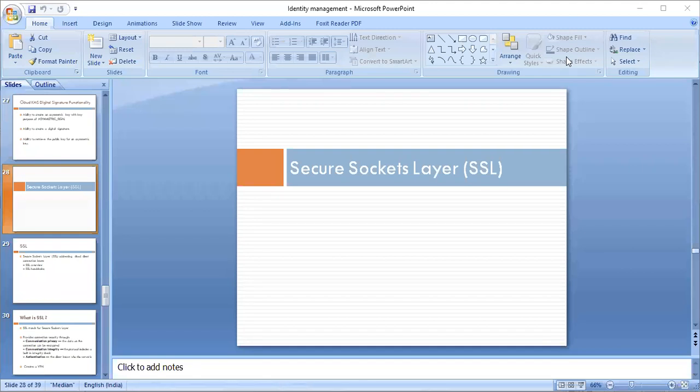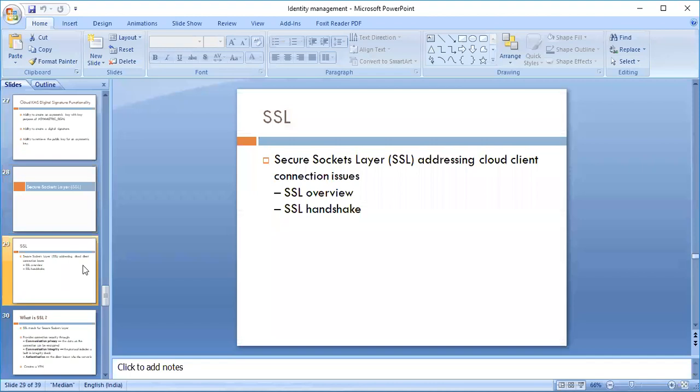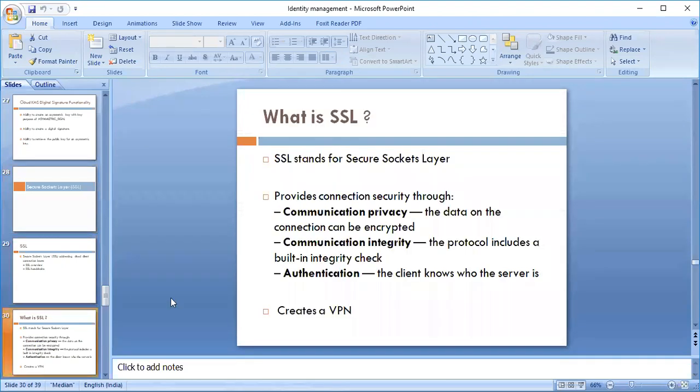In today's session, we are going to discuss SSL, that is Secure Sockets Layer. Under this, we will have a discussion over Secure Sockets Layer addressing cloud client connection issues with an SSL overview, and afterward we'll discuss the SSL handshake. So let's start with our discussion.